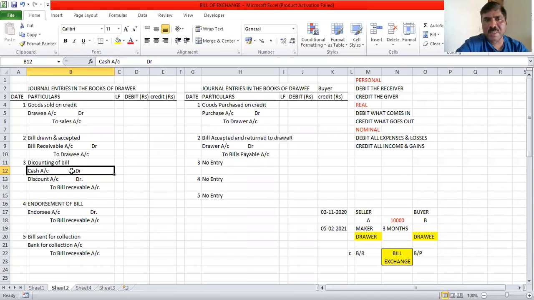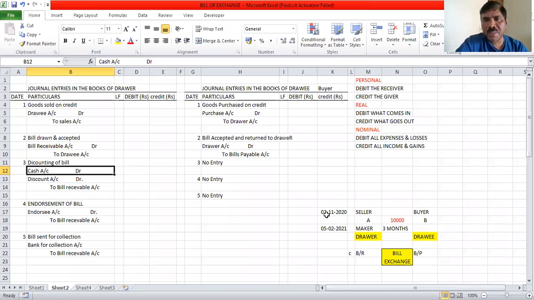So discount here is an expense, so it should be debited, and he is giving the bill receivable to the bank, that goes out, therefore credit. So the entry here will be: cash account debit, discount account debit, to bill receivable.